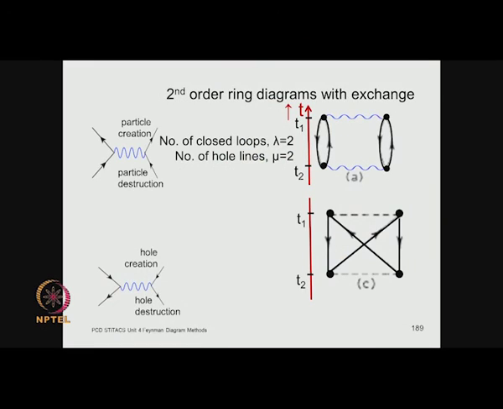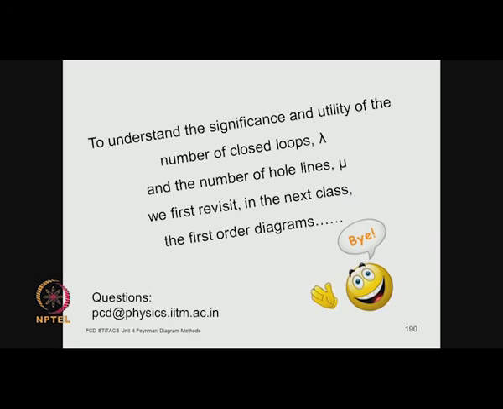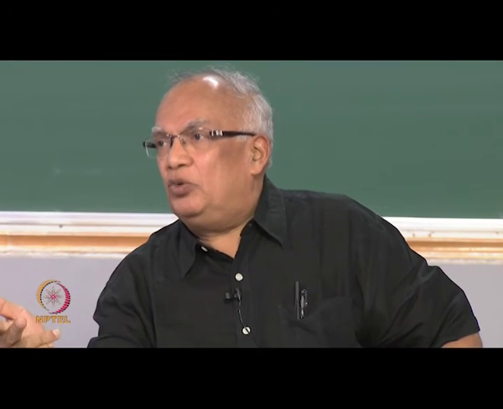Now, if you look at the Coulomb term, which is the one at the top, lambda is equal to 2 and mu is equal to 2. However, if you look at this diagram over here, the closed loop and the hole lines, here again you have lambda equal to 1 and mu equal to 2. So, you have two hole lines, one loop over here, but they come with opposite signs. To understand how these are used, we will go back a little bit to the first order terms and then discuss how these are used. That is something that I will do in the next class.